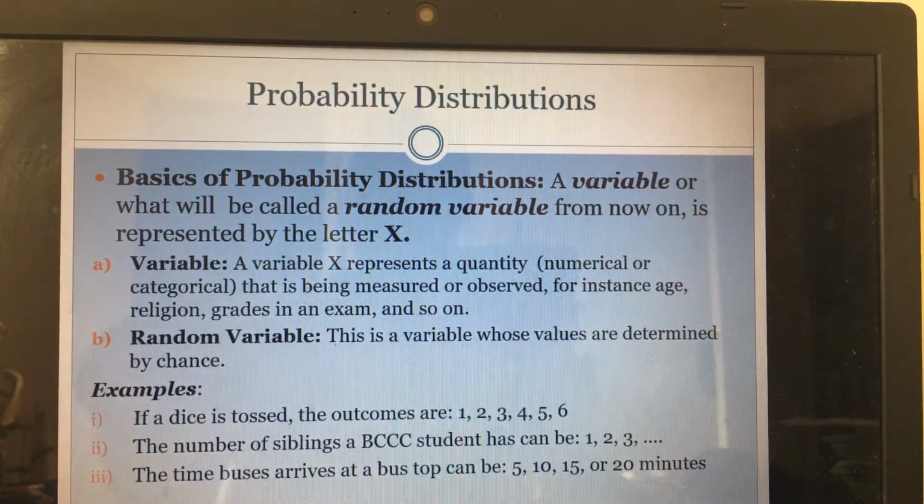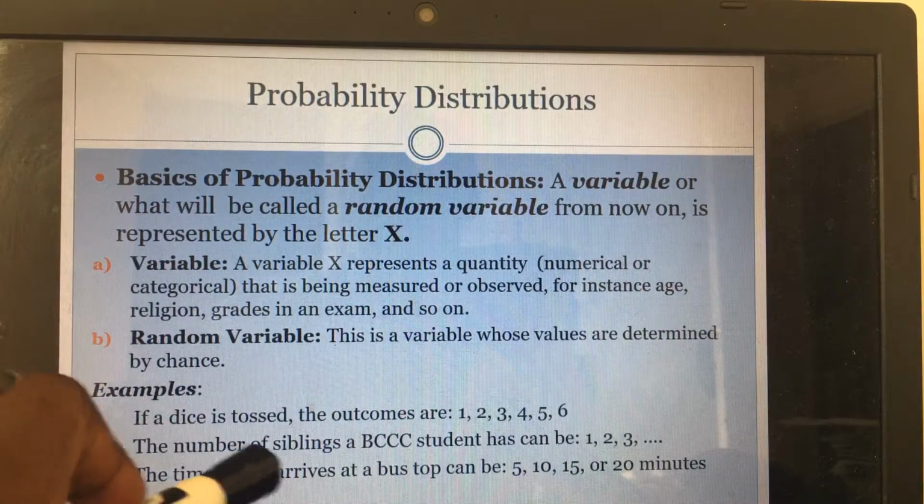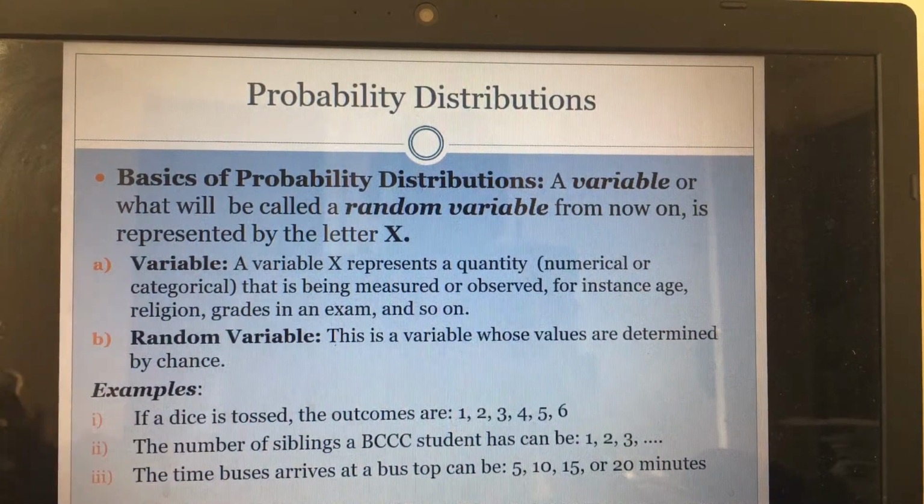How about number of students, number of siblings a student might have? Any student in your class can have any number of brothers and sisters. You have no control over that. So a student that they put in your class, number of siblings that student will have is also random because you don't know, you cannot determine it by yourself. Okay, so we call them random variables.